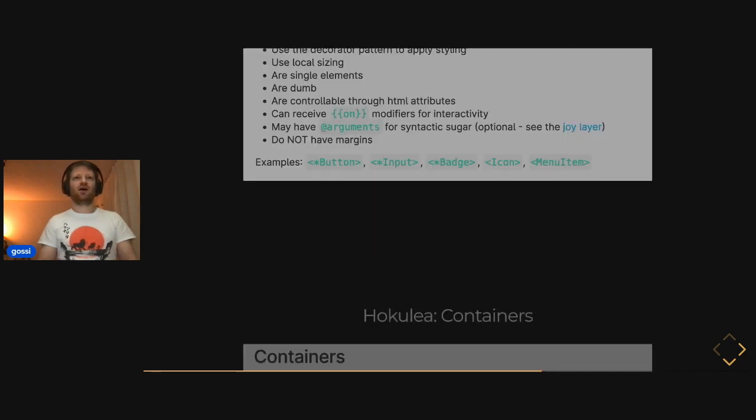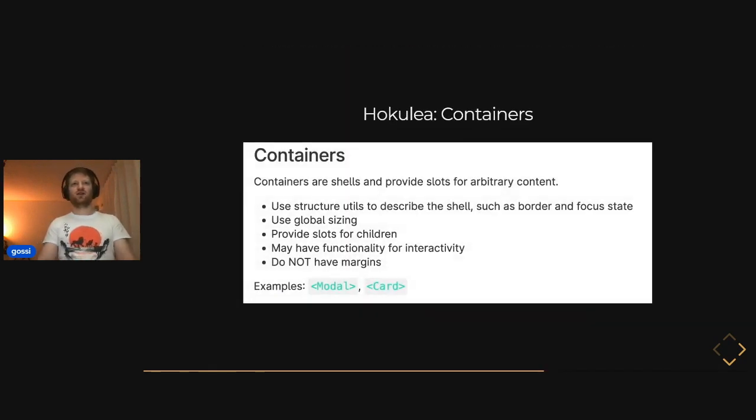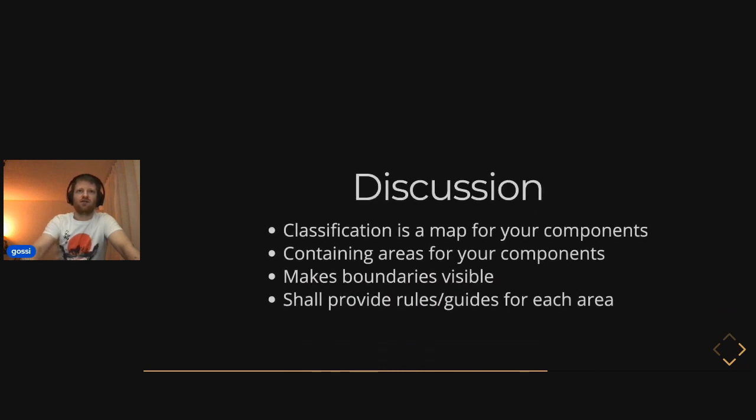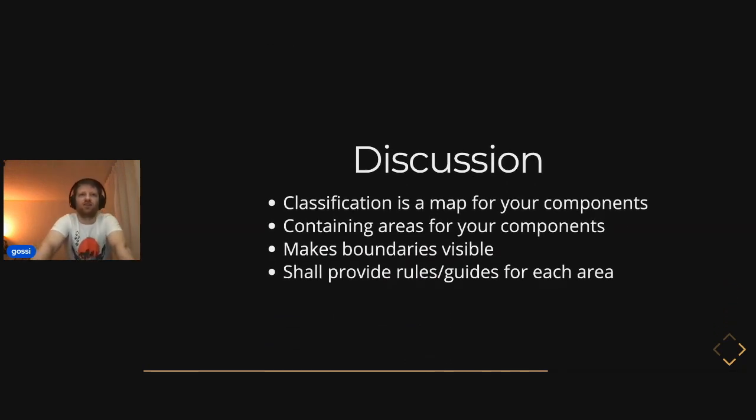The next one is container components. Also a little explainer up front, and then rules and guidelines, what they should do, what they should not do, and then some examples here, in this case, modals and cards. And I continued doing this for most of these classes I found. So, discussion for this classification chapter.